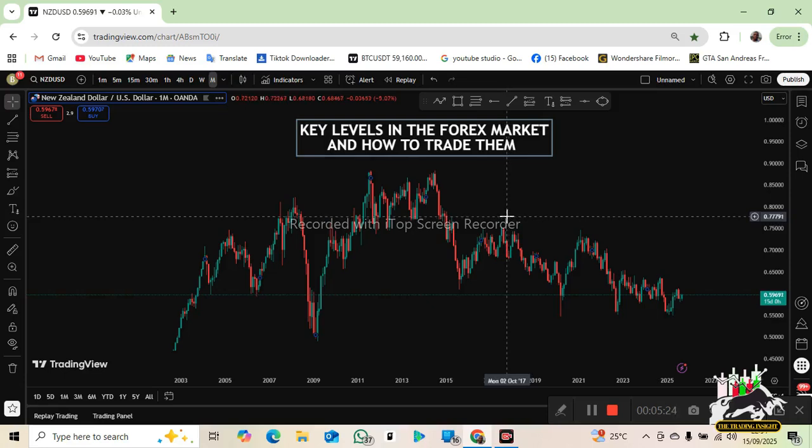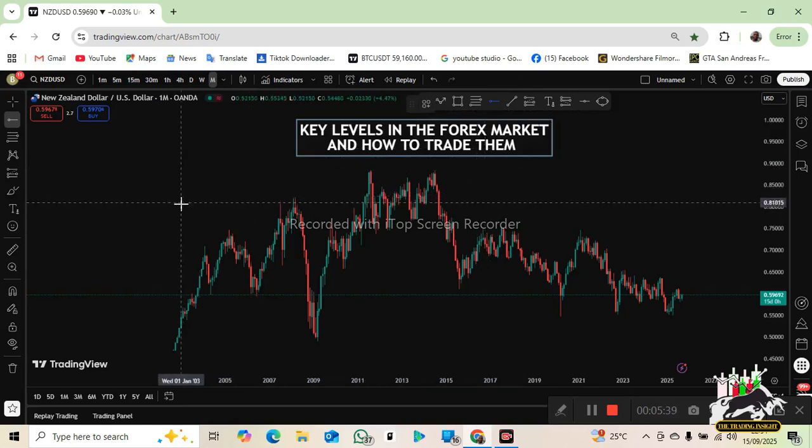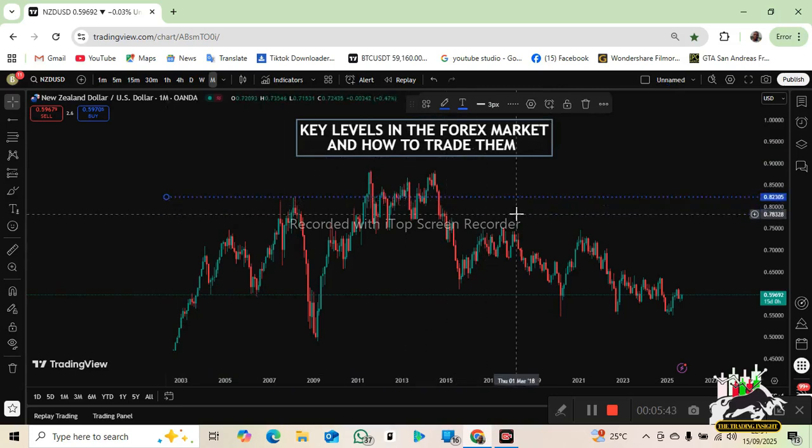I don't mark up my charts too much. I just go to the monthly, draw my key levels, and then switch down to the lower time frames, and then wait for price to give me a confirmation, and then I take my trade. So first of all, I bring out my horizontal line, and then I draw my first key level here.